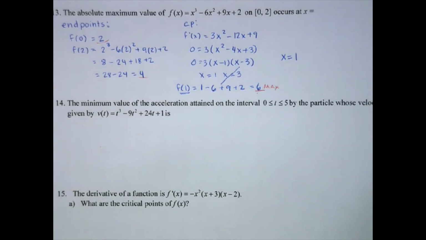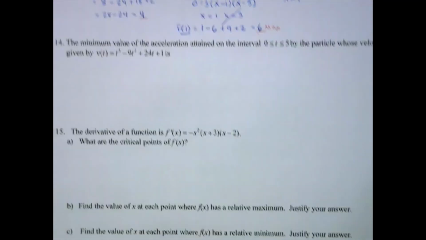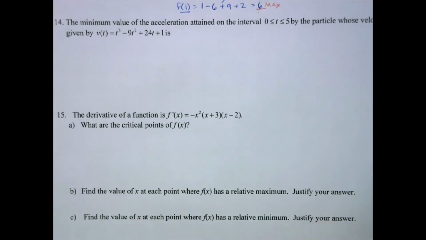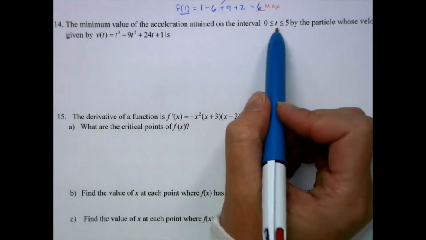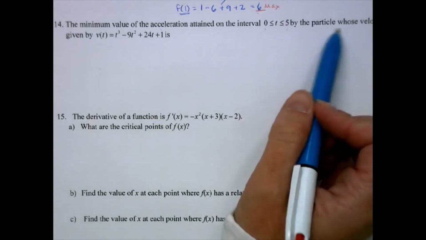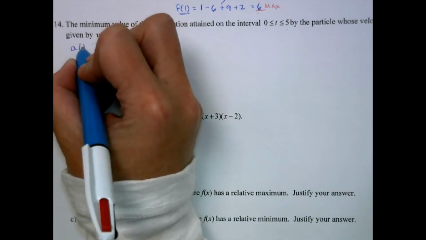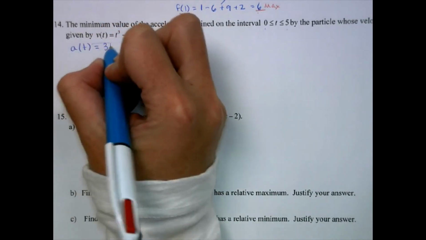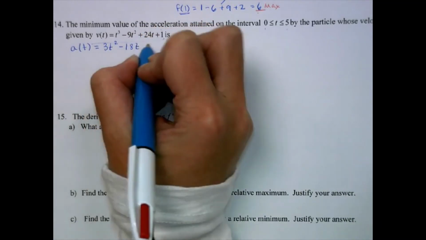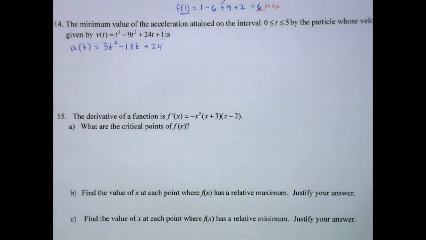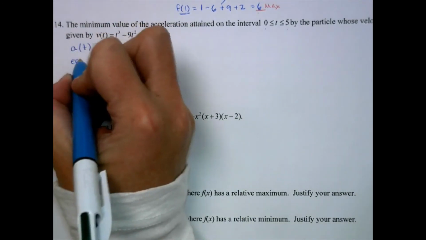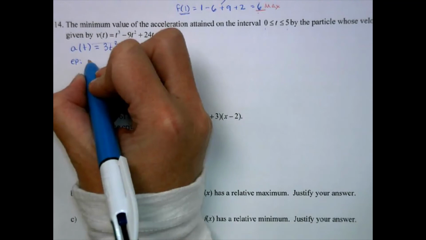The next one is similar. We're going to find the minimum value. So this time we actually want the value of the acceleration between 0 and 5, obtained by the particle's velocity is given by this. So first we have to find our equation for acceleration. Okay, again, we want to look at our critical points and endpoints. So we're going to find a of 0 is going to be 24.